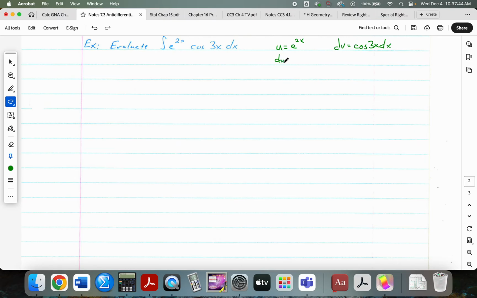du will be what? 2 e to the 2x dx. And v will be, we're taking the antiderivative of this. 1/3 sine. Yeah, it's 1/3, right? It's 1/3 sine of 3x.